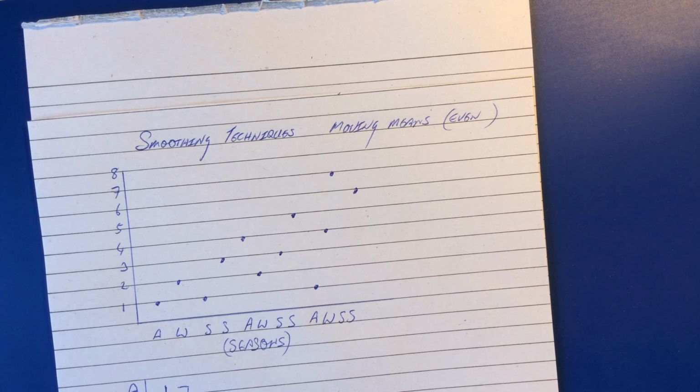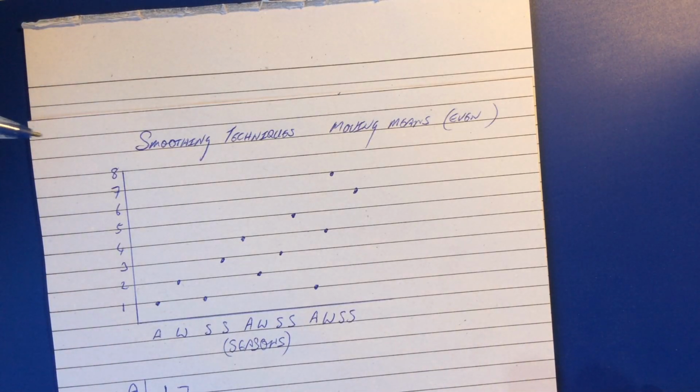And if you've seen the previous video on moving means, you'll note that I referred to it as odd because we used an odd number of data points to find the moving mean. This time we're going to use an even number, and that has consequences for how we calculate our moving mean.